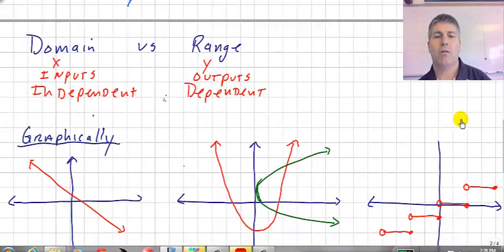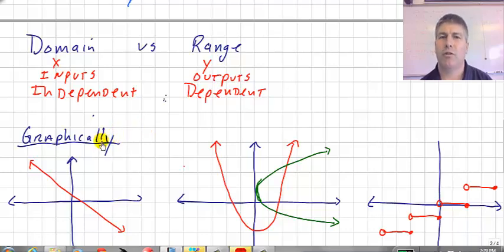Another way we talk about x's and y's, or inputs and outputs in functions, is the domain and the range. The domain is the x values, or the valid inputs. That's our independent variable, of course. And our range is our y value, or our outputs, or our dependent value. So we have inputs and outputs, we have x and y, we have dependent and independent. Well, we can also have domain and range. So once again, an ordered pair can be x, y, inputs, outputs. It also can be domain and range.